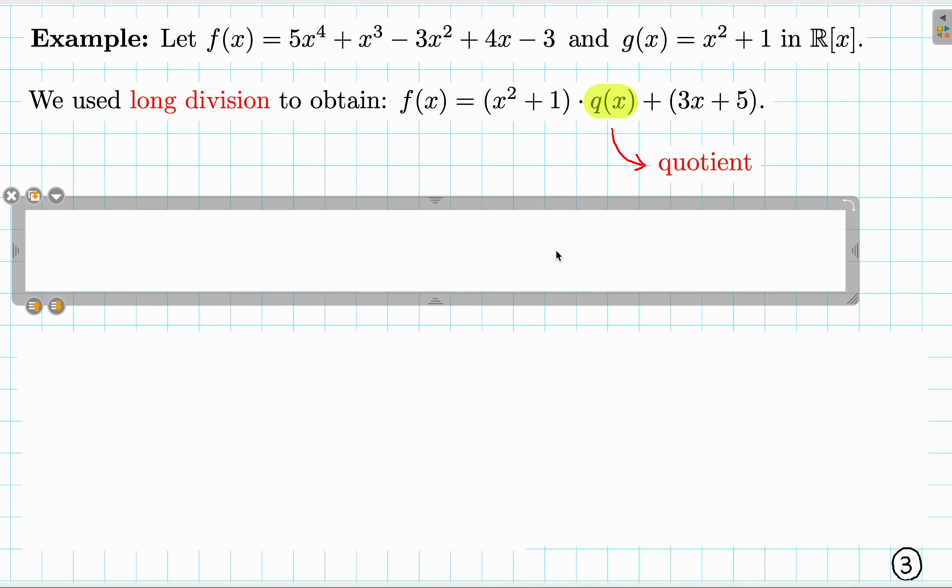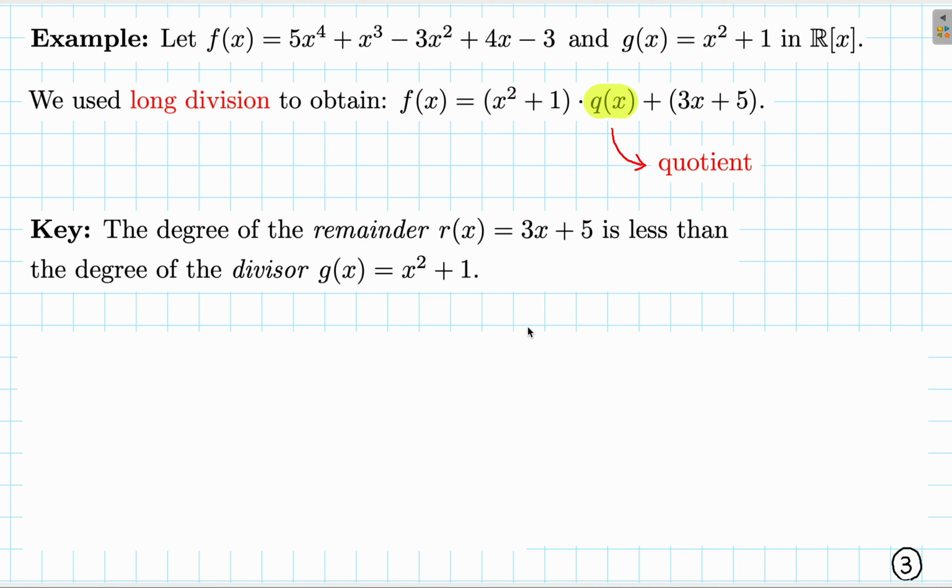Now, I'll once again emphasize that the remainder must be strictly less than the divisor. That was the same when we were working with integers, and it's the same when we're working with polynomials. But because we're working with polynomials, what we really mean is that the degree of the remainder, in this case 3x plus 5, must be less than the degree of the divisor, x squared plus 1, which it is because our remainder has degree 1 and our divisor has degree 2.